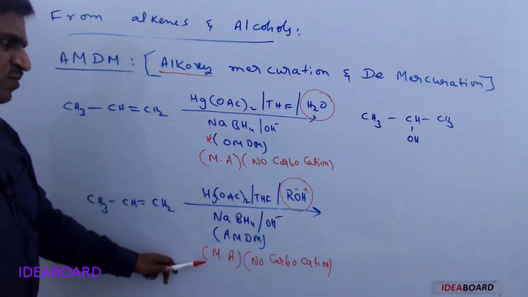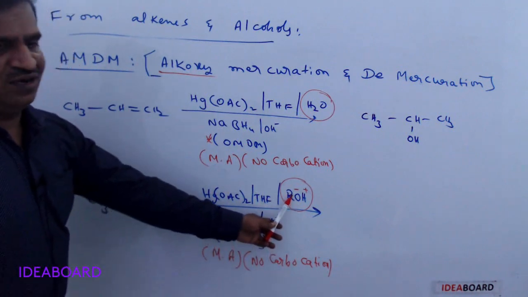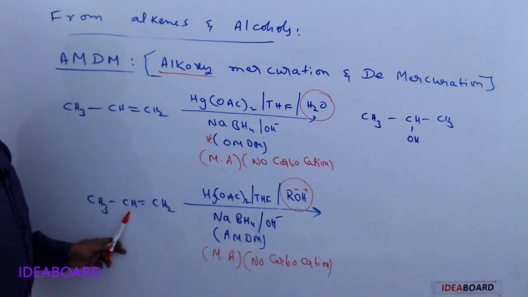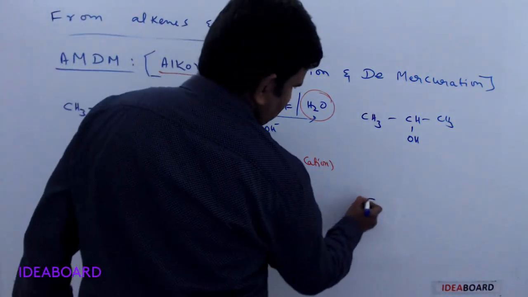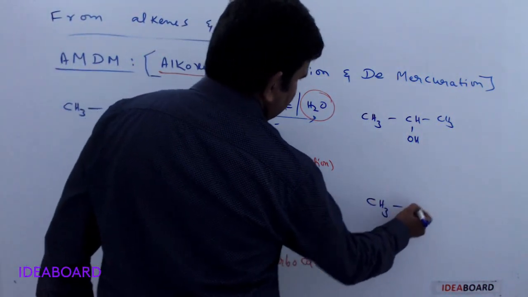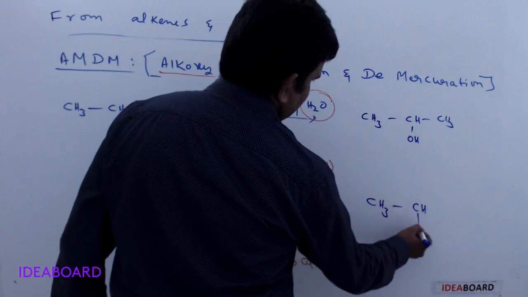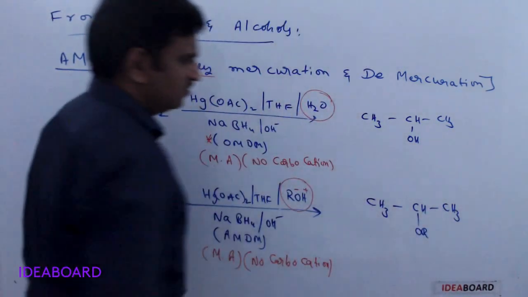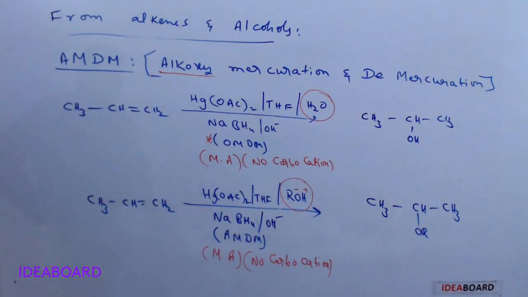In this also Markovnikov, what is the negative part? The alkoxy group. The alkoxy group is added to the less hydrogen containing carbon. Means what is the final product we are getting? CH3CH, OR and CH3. Okay, so this is the alkoxymercuration and demercuration process.